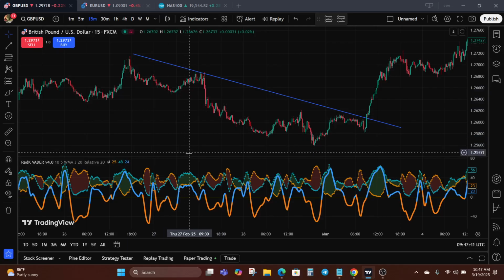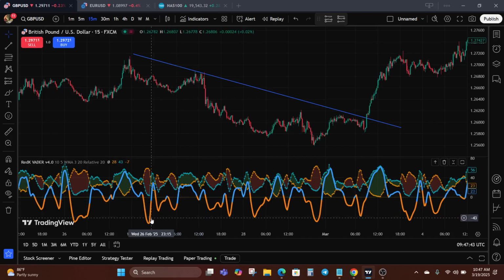You watch out for this indicator line, the VADER main line. Ensure that it crosses below the zero level into the negative territory. You can see that was what happened here, and the color should change to orange. So this was a good sell signal.